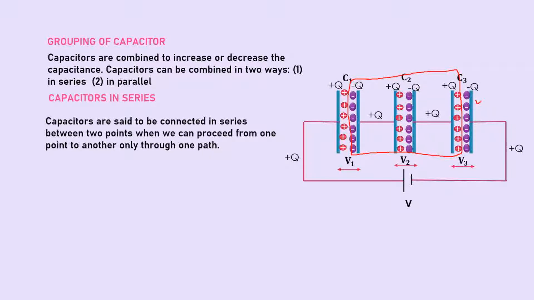But since the charge on the first plate is positive, negative charge will be induced on the second plate of capacitor C1, and positive charge on the first plate of capacitor C2, negative on the second plate. Similarly, on the first plate of capacitor C3, positive charge, and on the second plate, negative charge.